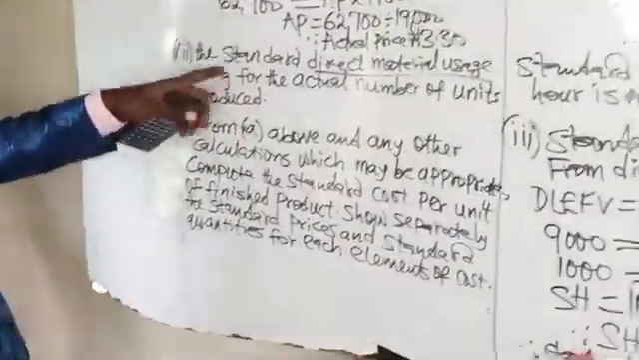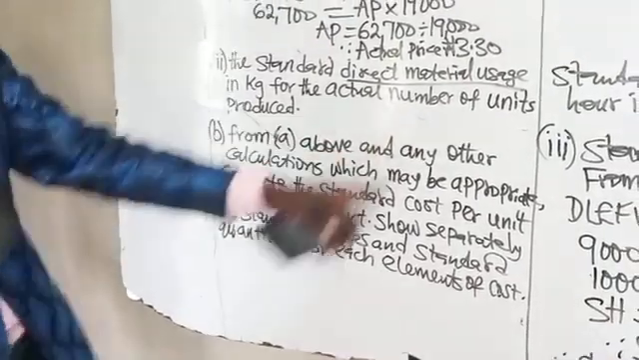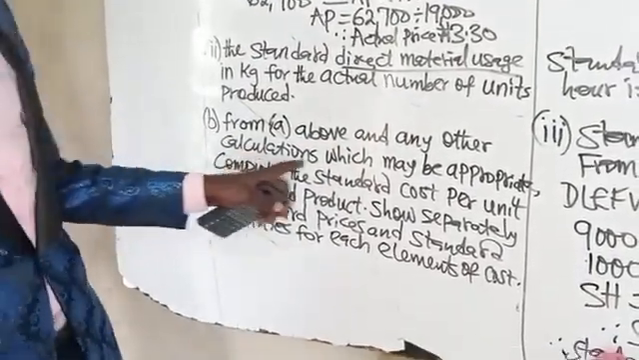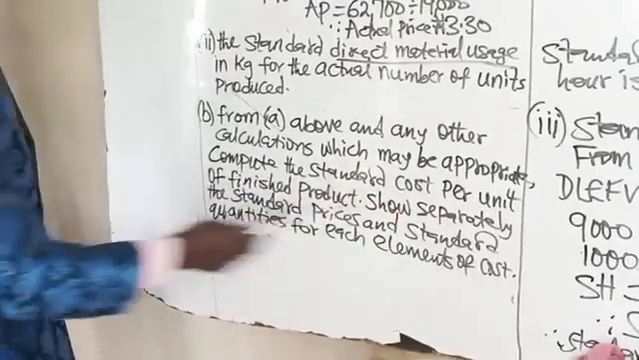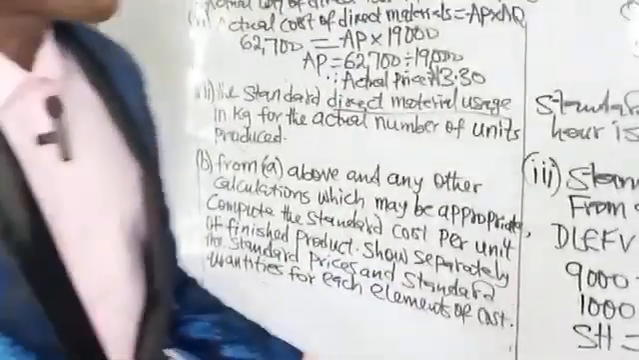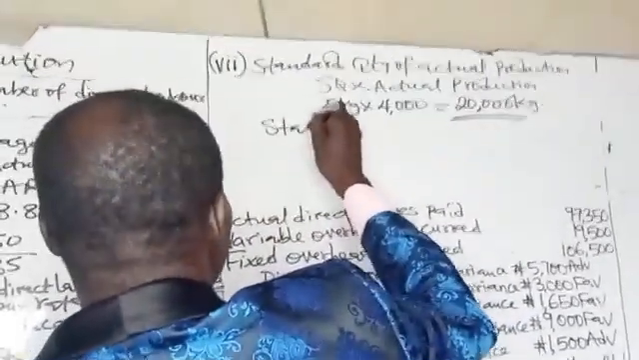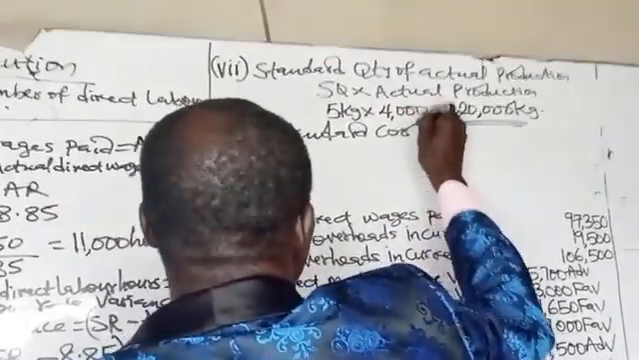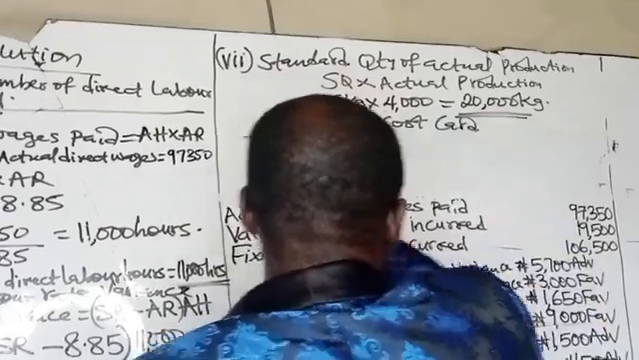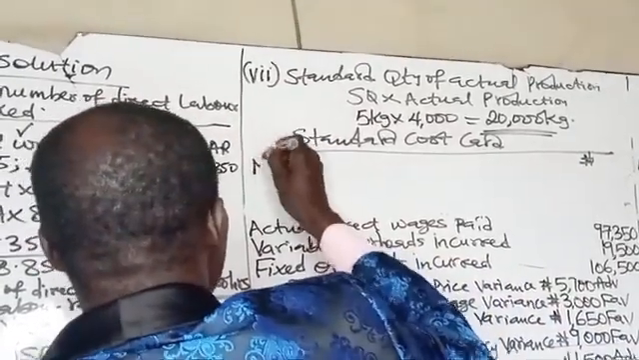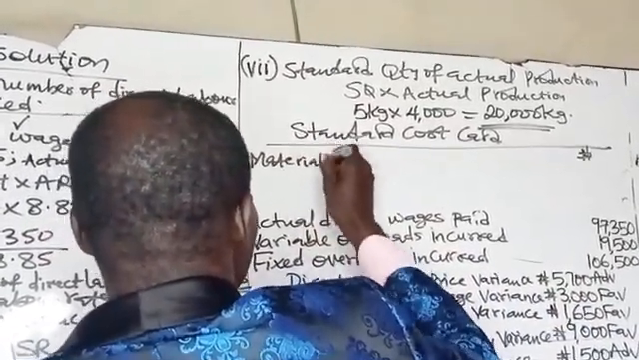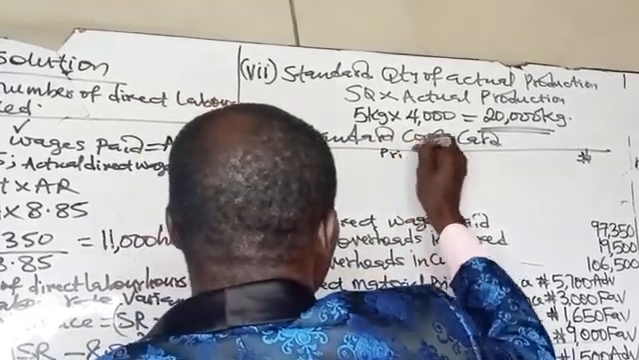Now, the B part of the question: from A above and any other calculations which may be appropriate, you have to compute the standard cost per unit of finished product. Now, we want to prepare the standard cost card. Standard cost. The first element we have is materials. We have price, we have quantity.